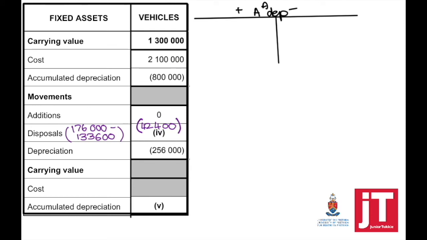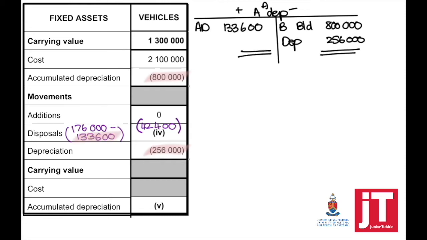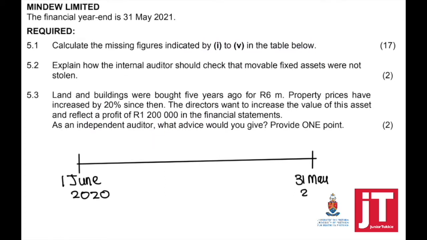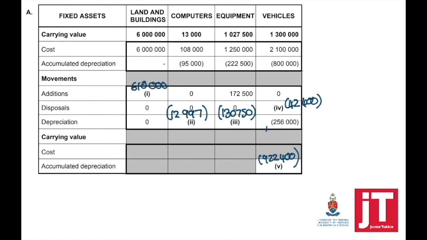To calculate the balance at the end, we're going to take the balance in the beginning, 800,000, plus the total depreciation, 256,000, minus the accumulated depreciation on the asset which I disposed of. That equals the balance at the end, 922,400. We have now completed question 5.1 to calculate the missing figures from number 1 up to number 5.